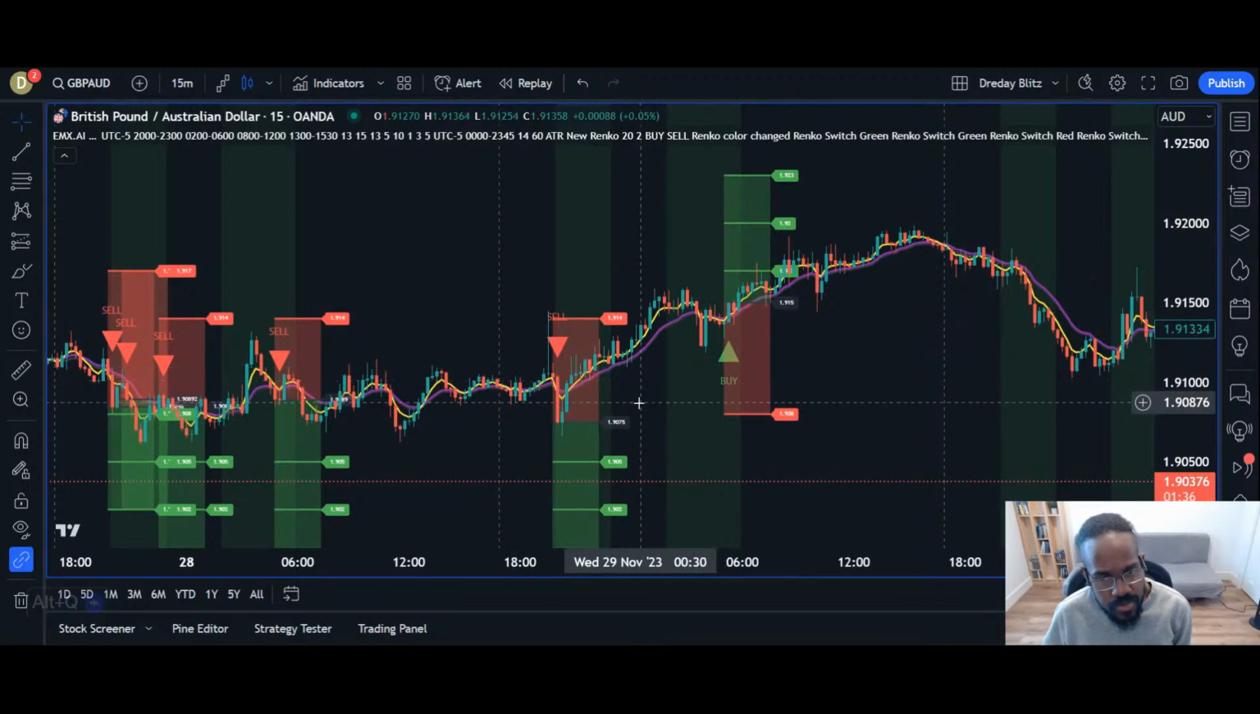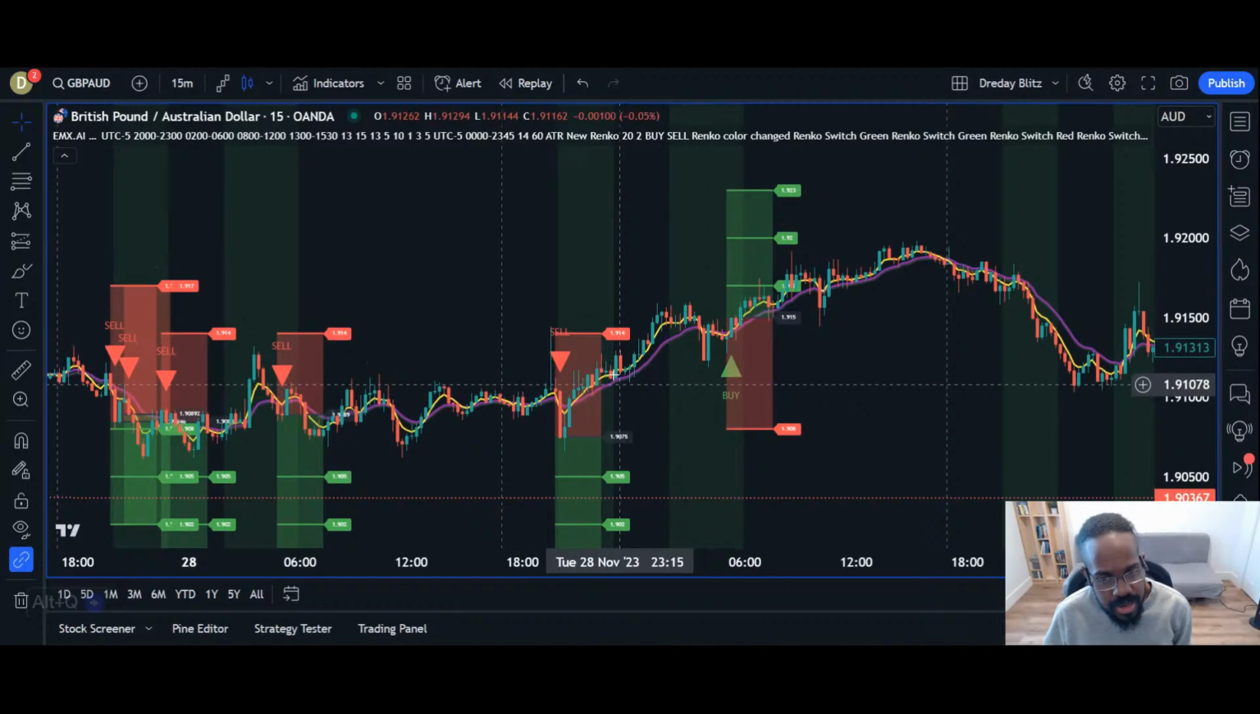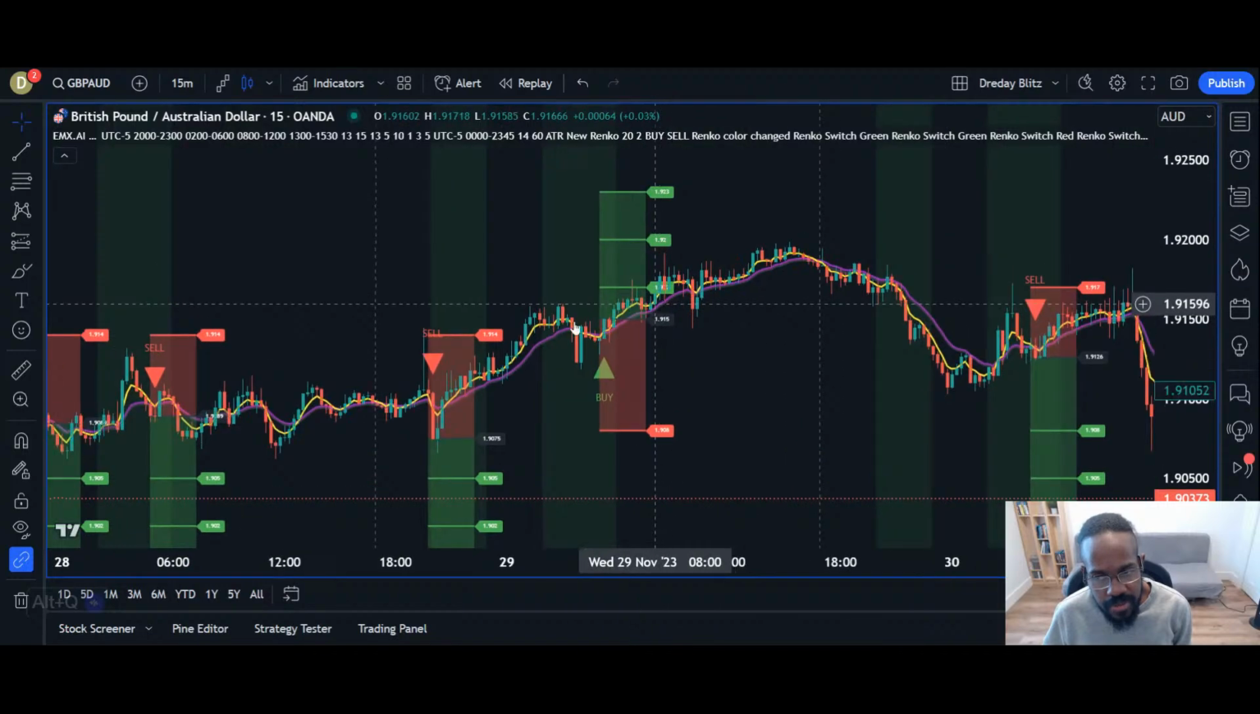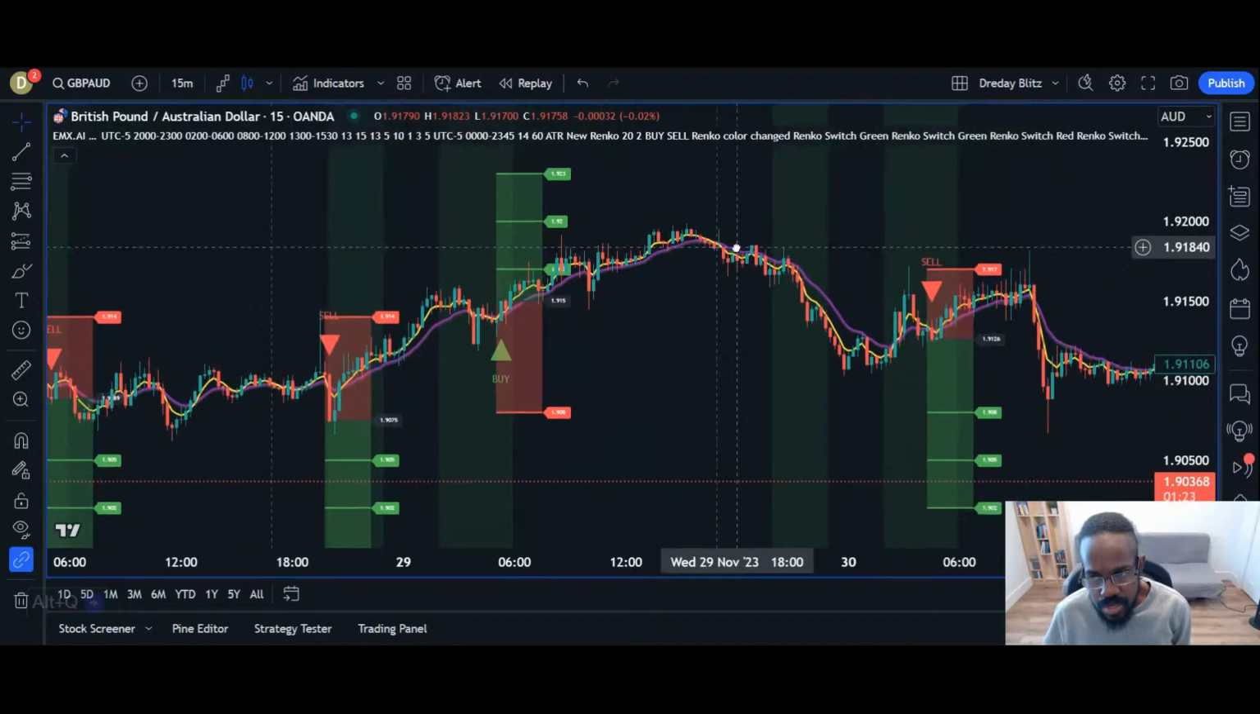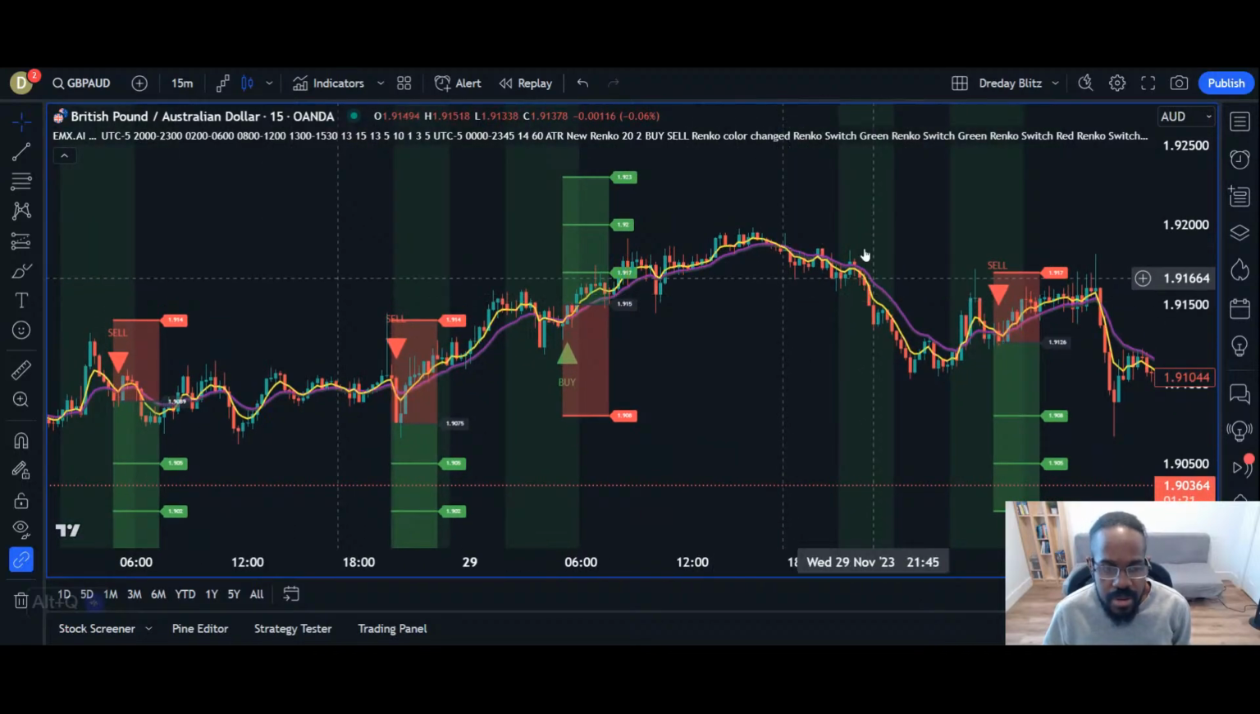So here it switched from sell to buy. Why? Because we had a switch here, and if you had taken only the trade for the switch, you would be in profit because I think it switched back down right here.